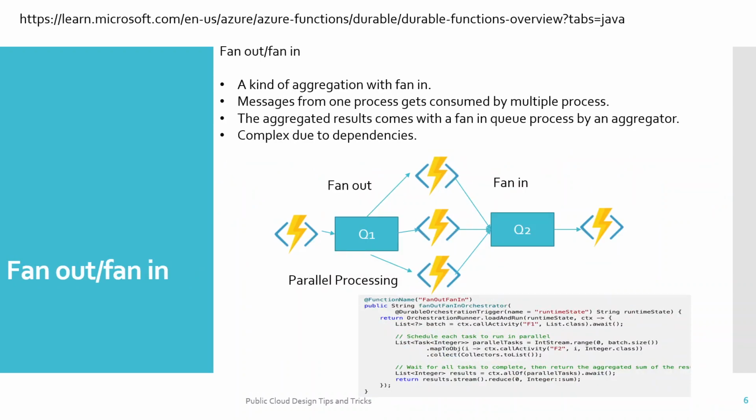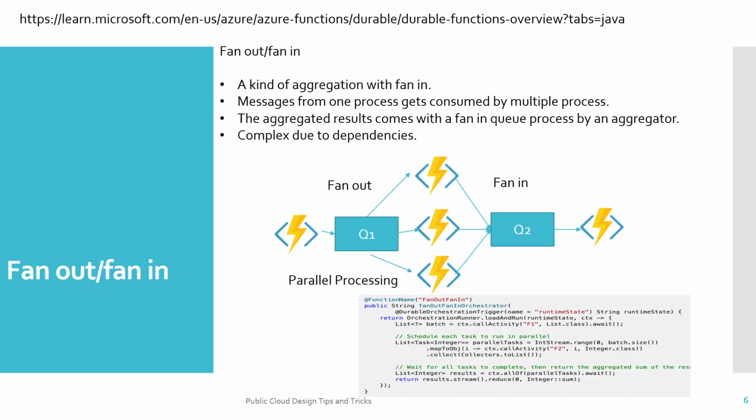Now the second type is fan out and fan in within the orchestrator. It is a kind of aggregation with fan in. Messages from one process get consumed by multiple other processes, which is called parallel processing here, and the aggregated results come through a fan-in queue, processed by an aggregator. So here, there are three functions involved, and the middle functions are happening in parallel processing. Multiple instances get created to consume the output from the first initiator function.